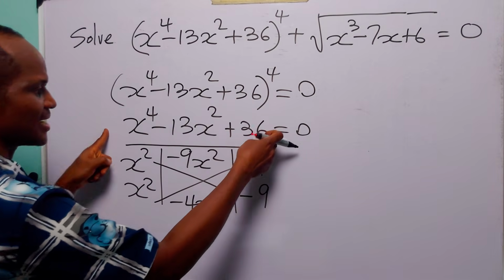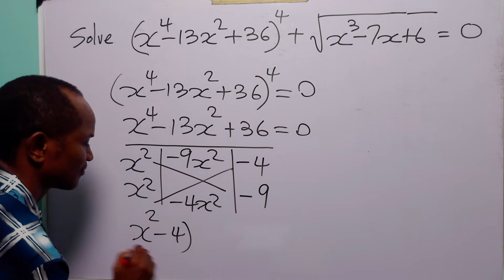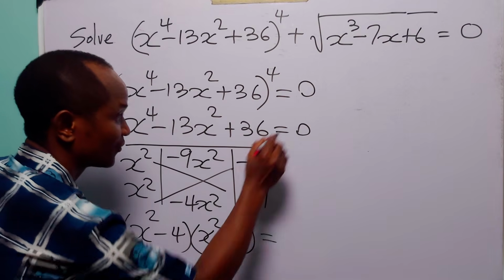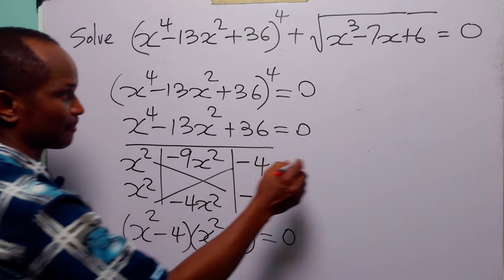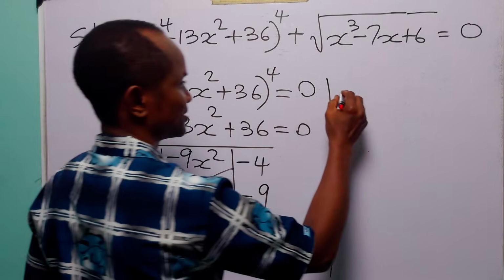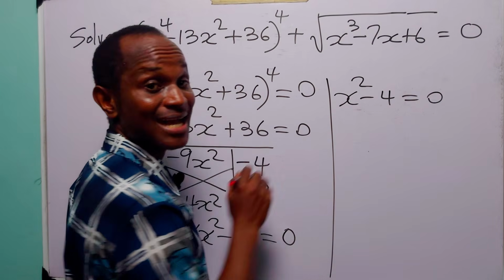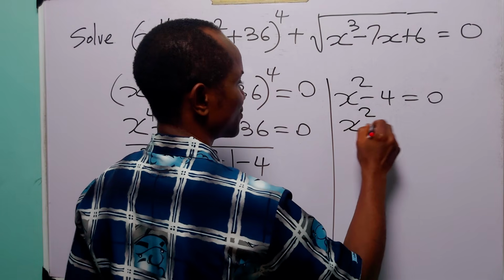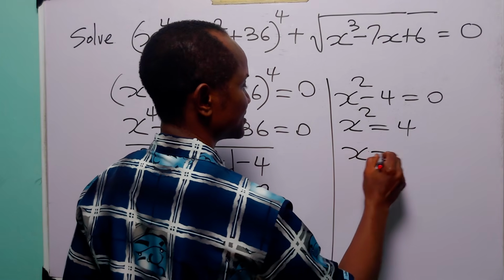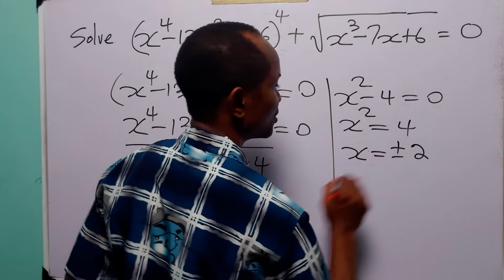That means that we can factorize this left-hand side as x squared minus 4 multiplied by x squared minus 9. And of course, this is equal to 0. From here, we have that either x squared minus 4 is equal to 0. And of course, when we add 4 to both sides of this equation, we have that x squared is equal to 4. Taking square root of both sides of this equation, we have that x is equal to plus or minus the square root of 4, which of course is equal to 2.